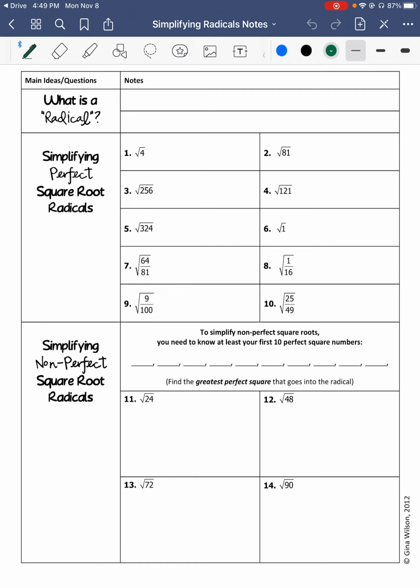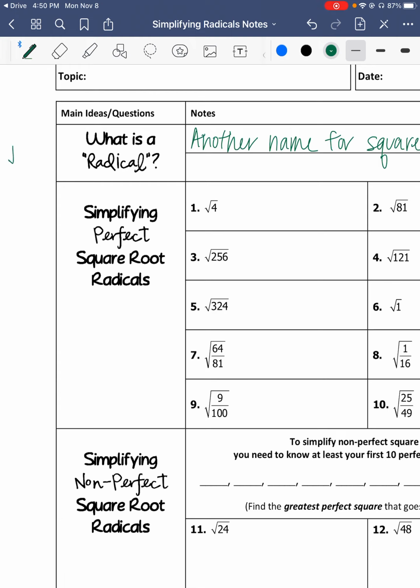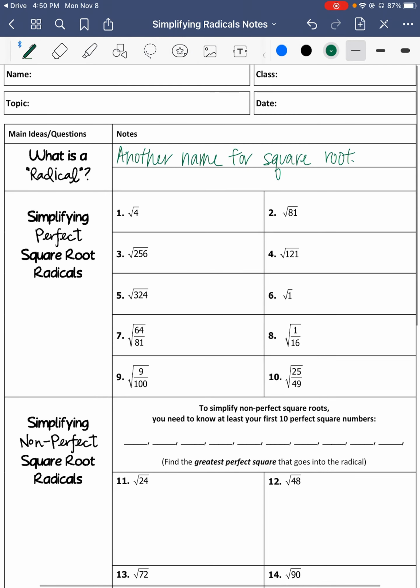Okay, so first let's take a look at what is a radical. A radical is another name for a square root, or like a cube root, right? It's this shape like this. So if you have like a 3 in there, that's a cube root, right? That's just the shape in general. It's just called a radical.